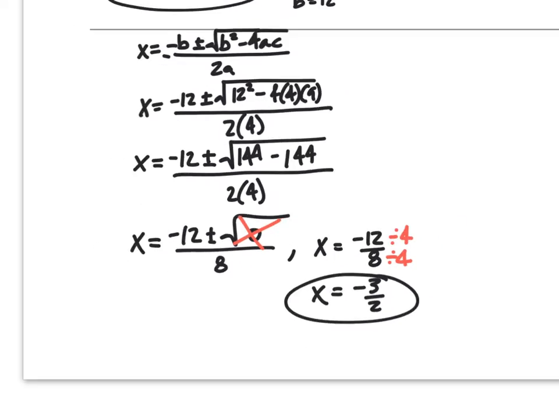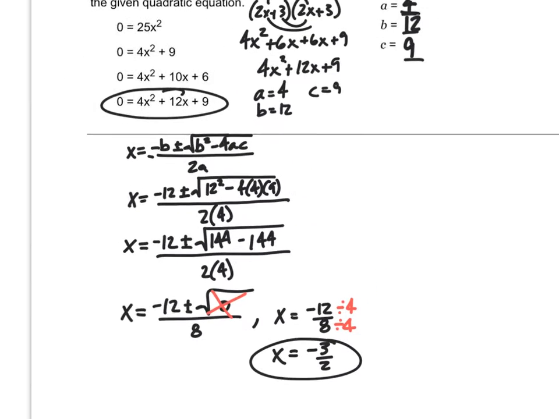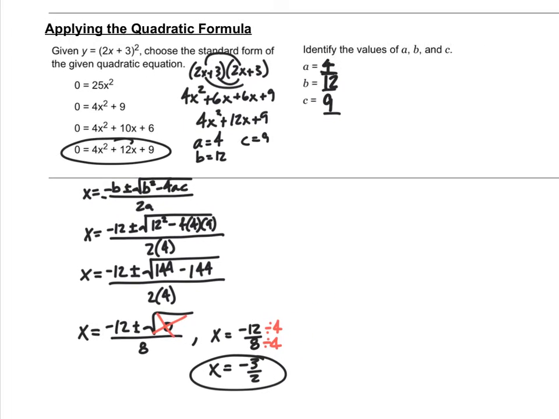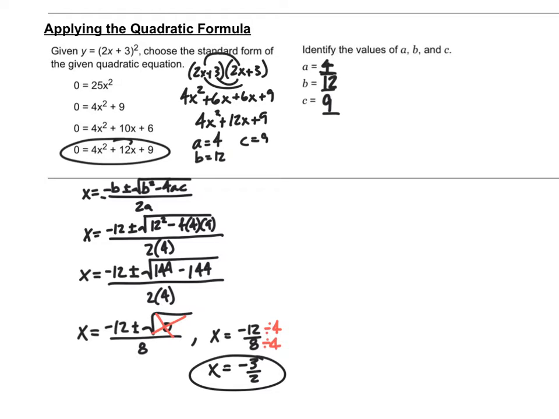So now what I want to do, remember the whole point of this is to find the zeros, to find where this graph crosses the x-axis. So I'm going to plug this into my calculator or into Desmos and see if we hit the graph at just one value of negative 3 halves. Hold on a second.